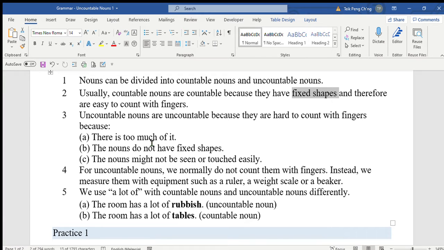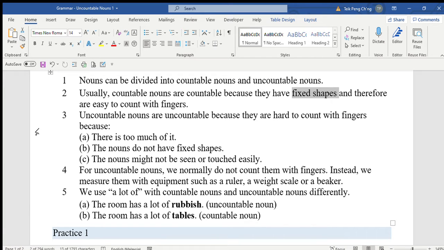Uncountable nouns. Okay, kata nama yang tak boleh dikira ya, are uncountable because they are hard to count with fingers. Okay, kerana mereka susah dikira dengan jari-jari because there is too much of it. Maksudnya jumlahnya terlalu banyak. Okay, macam gula, sugar, salt. Okay, so sebab dia terlalu banyak, so kita tak kiranya. Alright, there is too much of it.